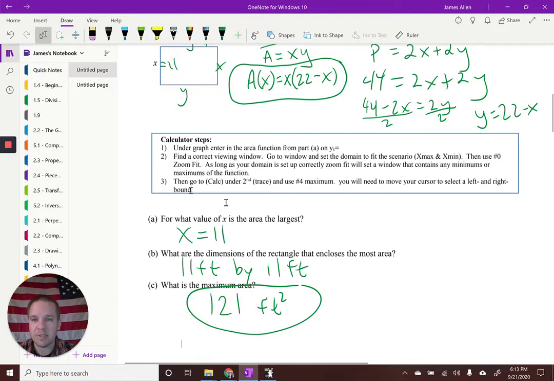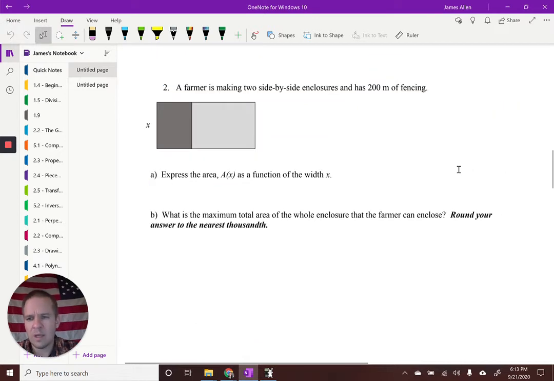If you need to, pause it and jot these steps down. If you're feeling okay with it, you're good. All righty. So we have a farmer who is making two side-by-side enclosures and has 200 meters of fencing. Express the area A of X as a function of the width X. And then what's the maximum total area of the whole enclosure that the farmer can enclose?